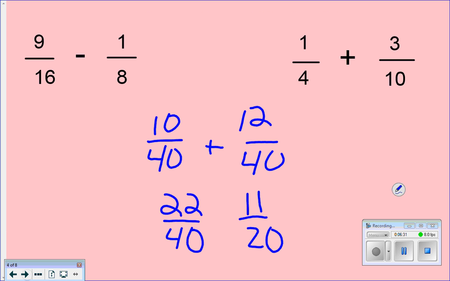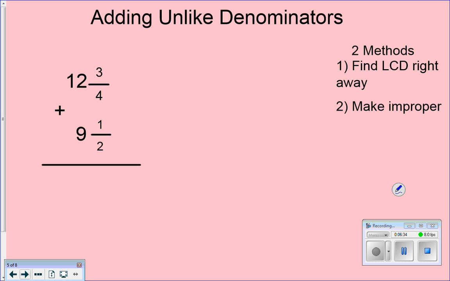Okay. All right, so here, let's talk about mixed fractions. I think this is where a lot of us get confused, or it takes a long time, and I don't want to do it, but you still have to do them. So let's look at this one: 12 and 3/4 plus 9 and 1/2. The first thing you need to do is change the denominator. You have to. So, 2/4.